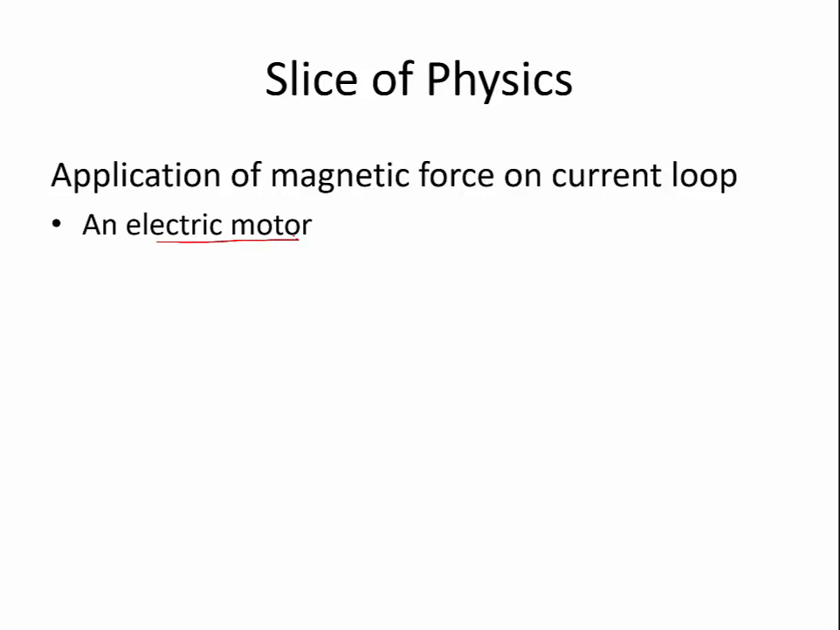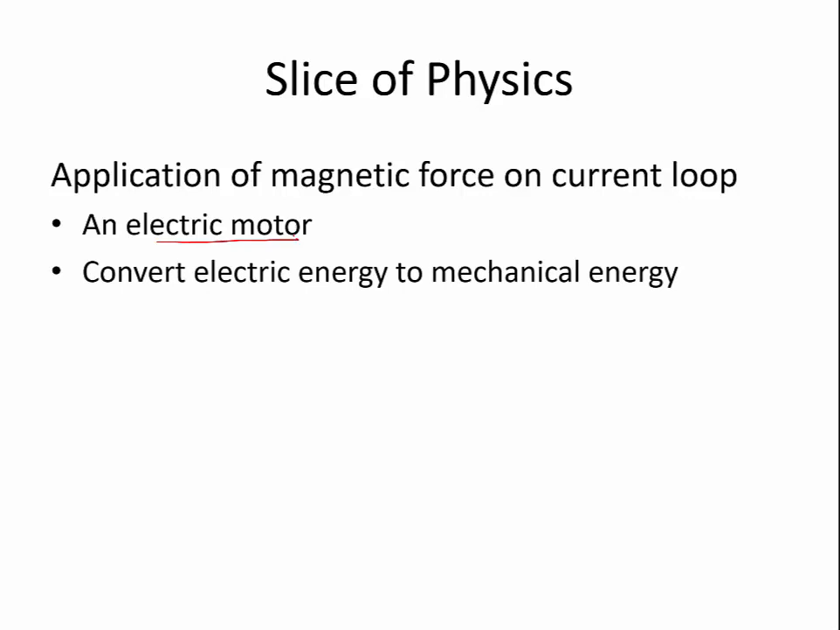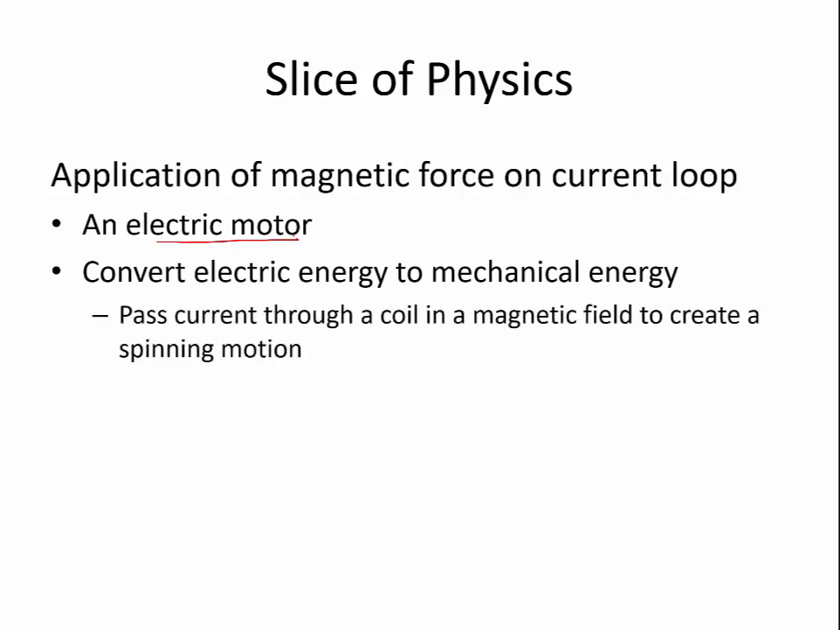Most of you may not realize what exactly a motor does, but essentially all it does is convert electric energy into mechanical energy. And it does that by using electrical energy to pass current through a coil in the presence of an external magnetic field to create a spinning motion.